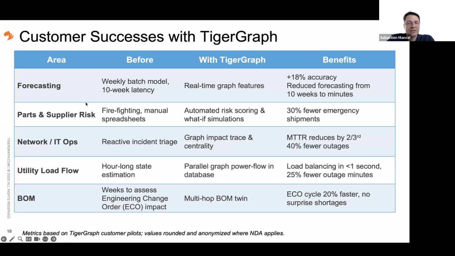And energy utilities, the power flow calculations that took an hour now finish in under a second, cutting outages by 25%. And then finally, engineering change orders, thanks to a multi-hop BOM twin, companies were able to push design changes through 20% faster. So across the board, TigerGraph delivers speed, insight, resilience, and productivity. So the 4 pillars of an effective digital twin program.